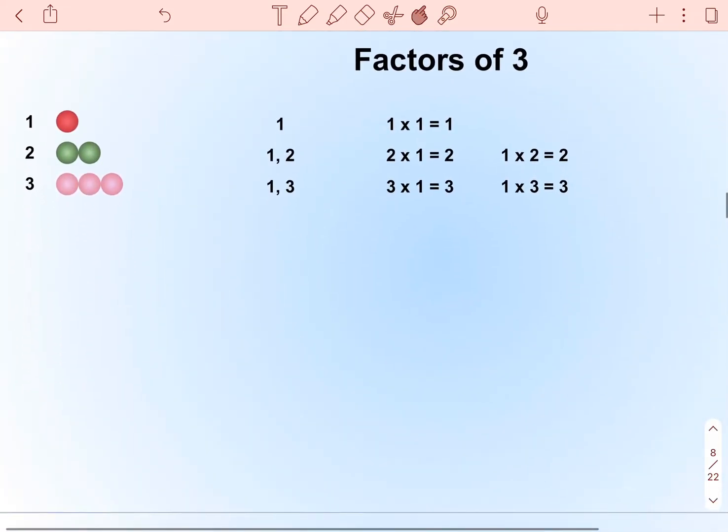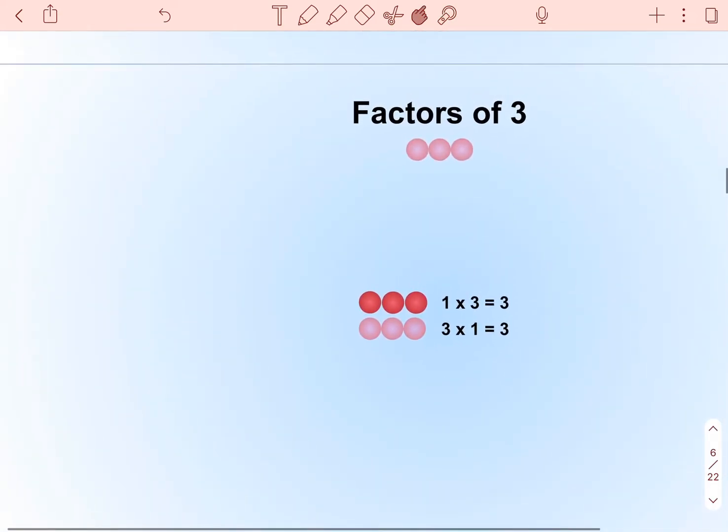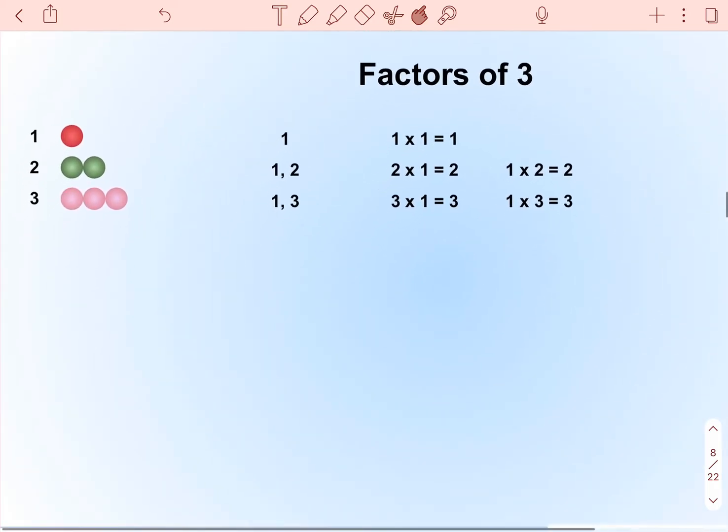So we can show that here as well, right? Record this in your math notebook. The number 3 can be made 2 ways: 3 times 1 and 1 times 3. And there are 2 factors, 1 and 3. I'm just going to show that to you again. Here they are. So those are factors.